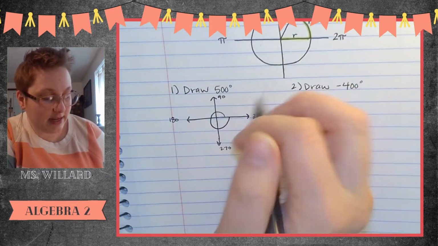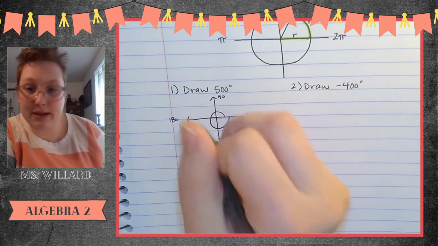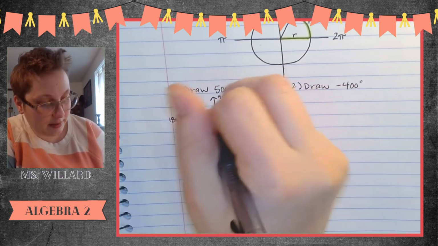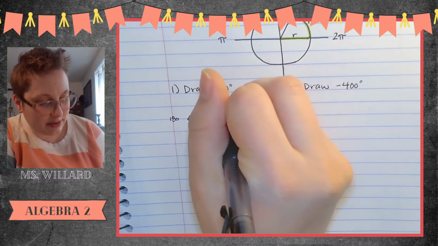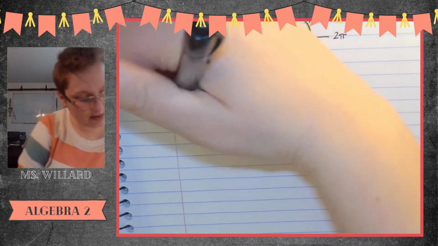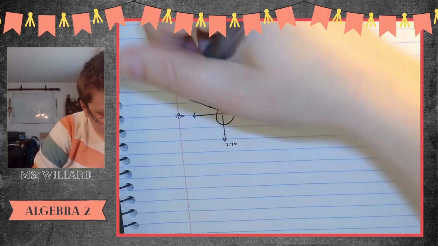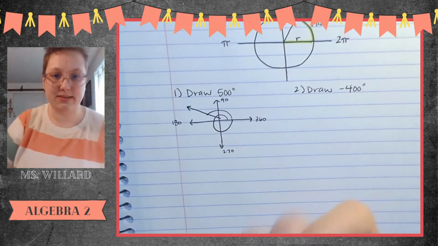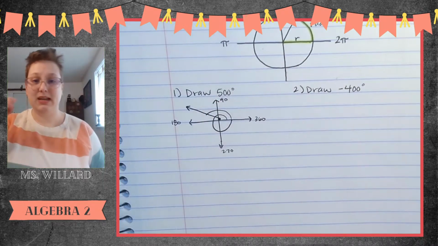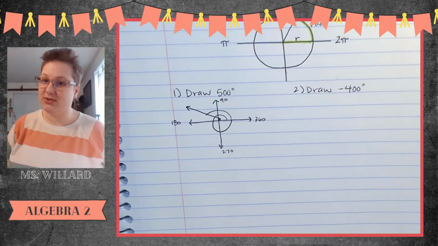If this is 90 and this is 180, then I'm going to keep going somewhere between 90 and 180. It doesn't have to be perfect, but it'll be probably right around here. So this is my drawing, badly, because I didn't meet it in the middle, of 500 degrees around a circle.